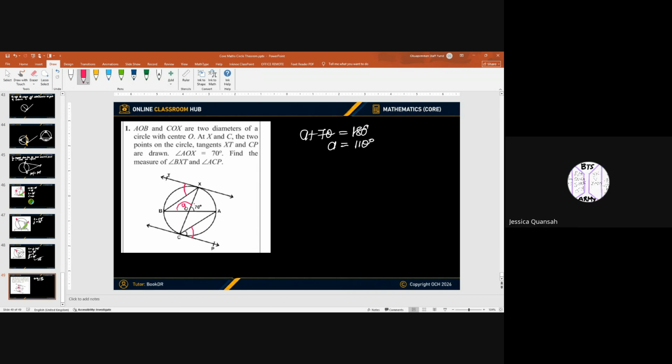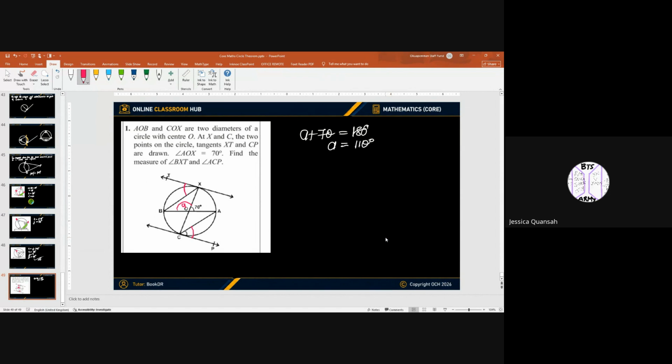So it's diameters, right? There are two diameters. XOC is a diameter and BOA is also a diameter. That's what the question says. This one is a diameter, of course, it passes through the center. Angle BXT is equal to 90. Why?